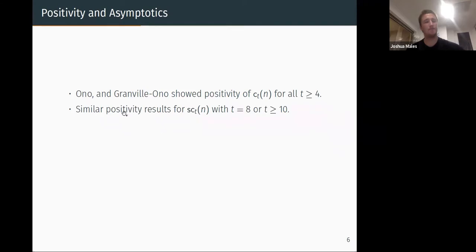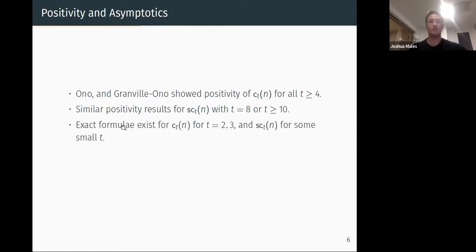There are similar positivity results for SCT for most t. So t is 8 or t is greater or equal to 10. Okay, I said we concentrate on SC7, but there were not too many n for which SC7 of n is zero. So most of the time, there are self-conjugate t-cores. Okay, how many? Well, exact formulas are known for t equals 2 and 3 for CT, and SCT for some small t, so here I think 2, 3, 5, and possibly 6.